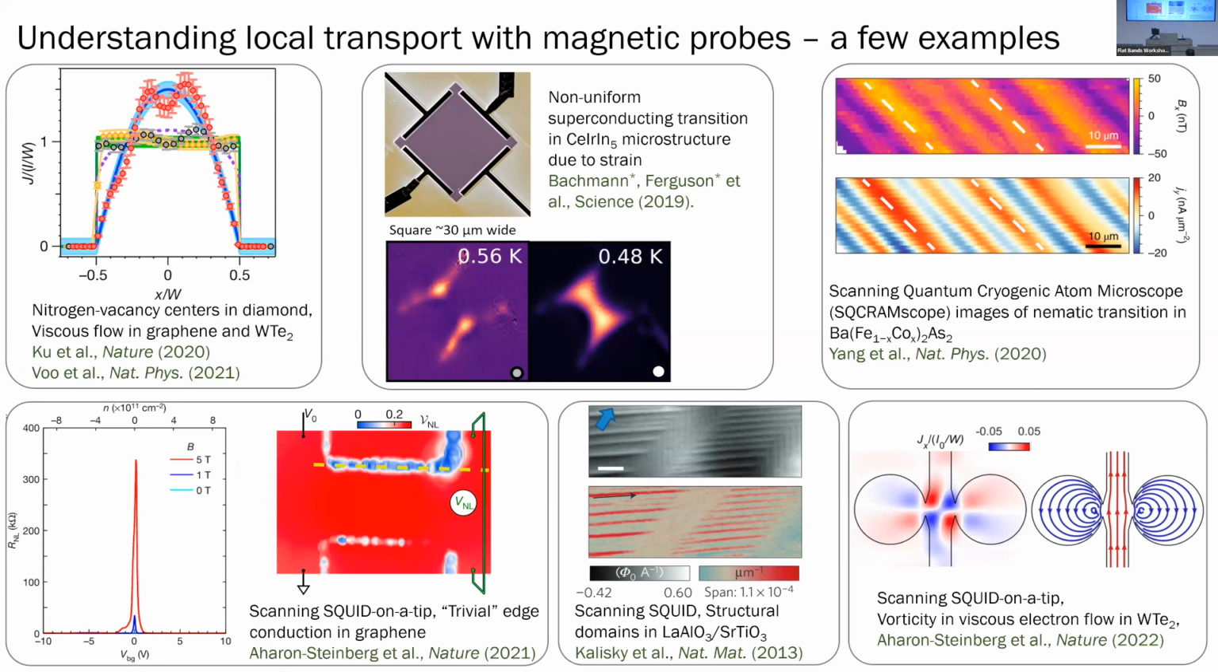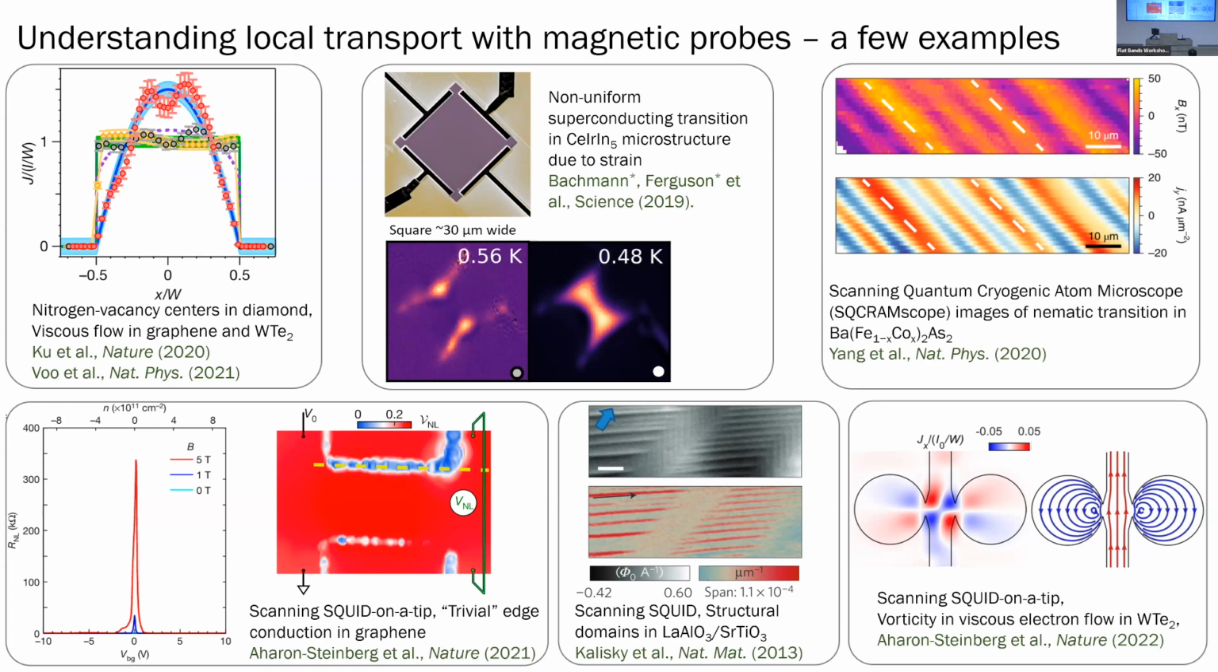So two examples are imaging of the current density of hydrodynamic transport, using nitrogen vacancy centers here, and this is the scanning SQUID on a tip. And so here, even a description with a resistor network isn't quite appropriate. But the other examples are really examples where there's unexpected non-uniformity in the sample. So for instance, the scanning SQUID on a tip has revealed trivial edge conduction in some graphene devices, which can give rise to pretty pronounced non-local transport signals.